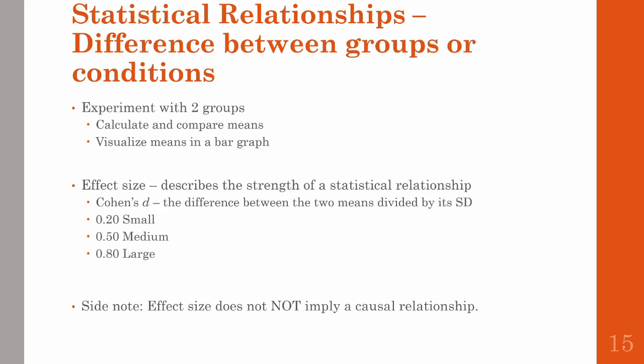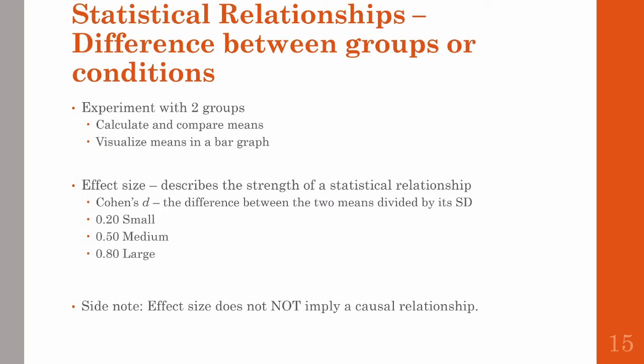Along with means and graphs, we also wanted to describe the strength of those differences. So X might be bigger than Y, but how much bigger? For this, we look at effect sizes, which describe the strength of a statistical relationship. When we compare two groups together, we will use what's called Cohen's d, and this is the difference between the two means divided by its standard deviation. When you calculate this, you get a value out, and there are some guidelines on how to interpret it.